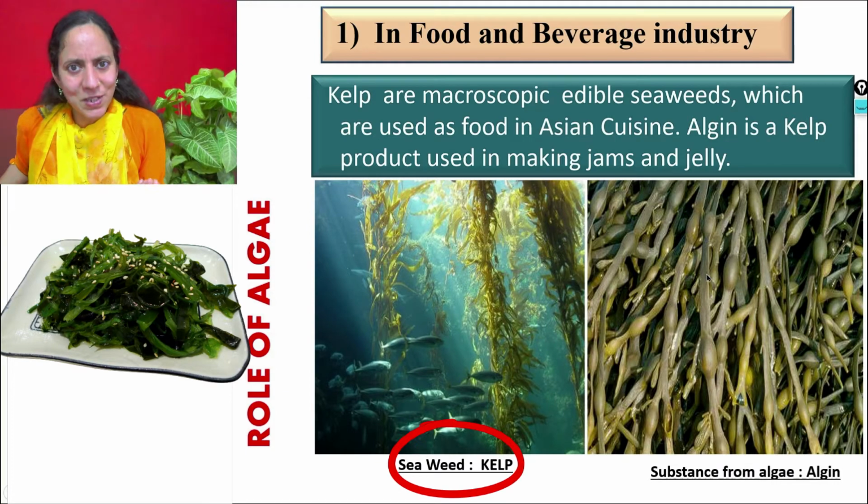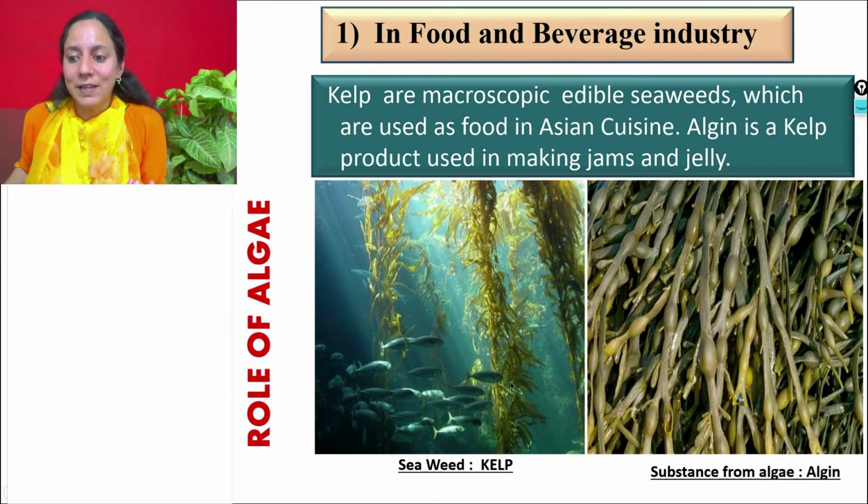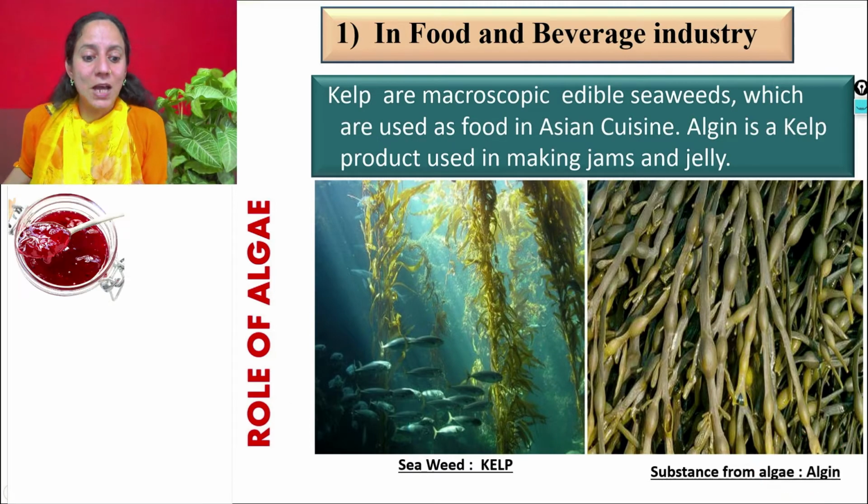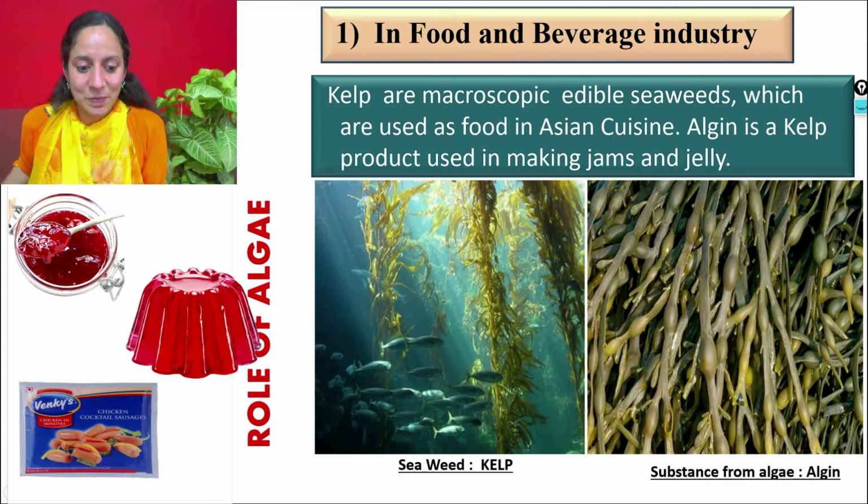In addition to its use as a food item, a number of byproducts of seaweeds like algae are utilized for making jams, jellies, sausages and many more things. So this was how human beings have utilized these microscopic organisms in the food and beverage industry.